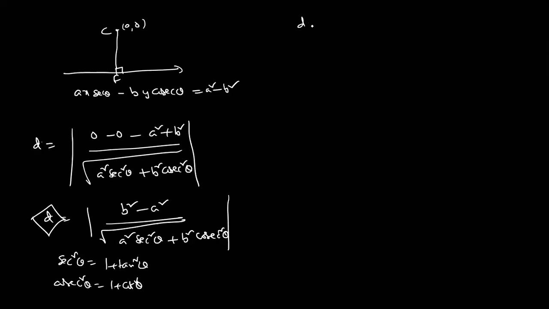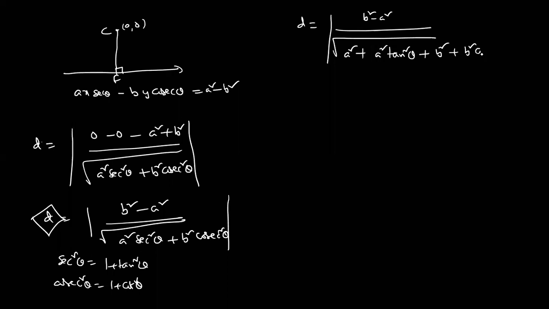So D is equal to E square minus A square by A square plus A square tan square theta, it's very easy. B square plus B square cos square theta. What next? Anyone? Oh, Vaishnavi, raise your hand. Vaishnavi, what is the doubt?